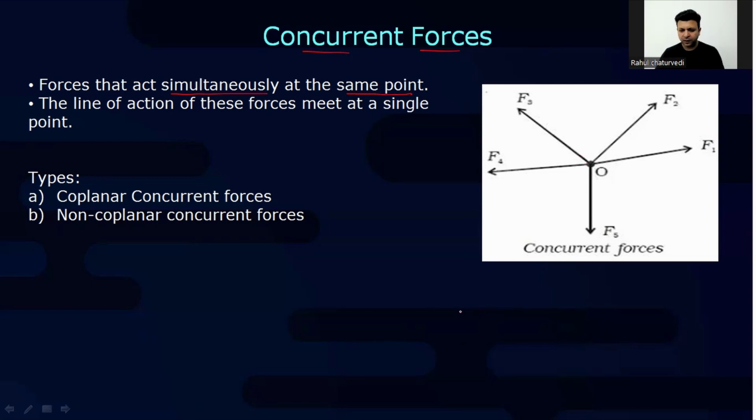For example, if there are a few forces like F1, F2, and F3 acting on a body, and their line of action passes through the same point, through this point, then we say that F1, F2, and F3 are concurrent forces. But if their line of action is not passing through the same point, then they will be non-concurrent forces.